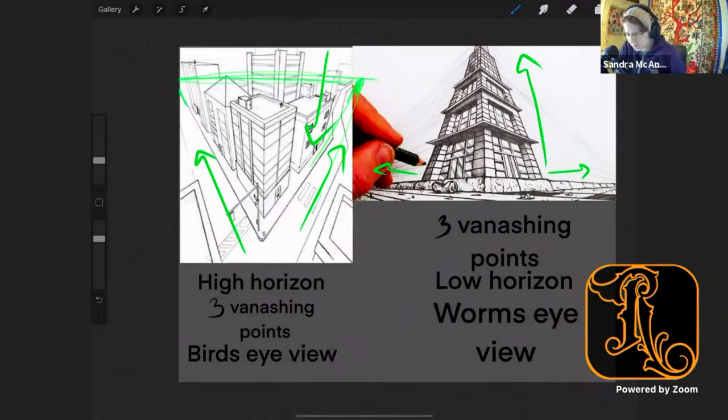Same thing with down below, right? Three vanishing points, low horizon, worm's eye view. Okay? These are how you look at the world and take notes on what's happening, because you know these terms.